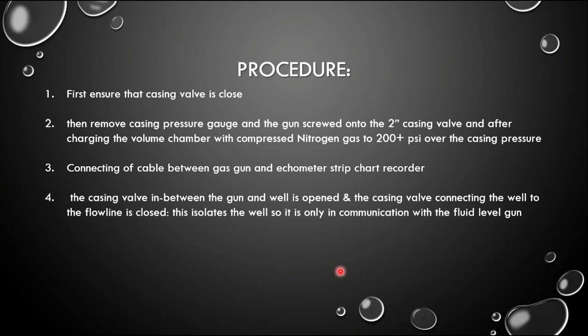The casing valve between the gun and the well is opened, and the casing valve connecting the well to the flow lines is closed. This isolates the well so it is only in communication with the fluid level. So you isolate the whole flow line, and the only thing that remains is the well, and then you connect your gun to the well. That is it.